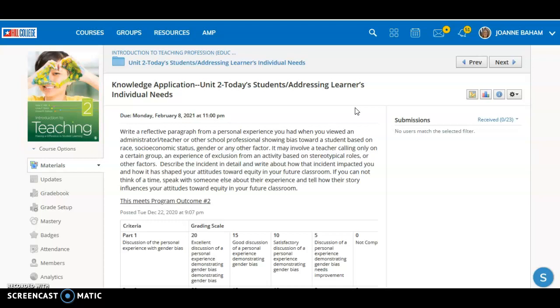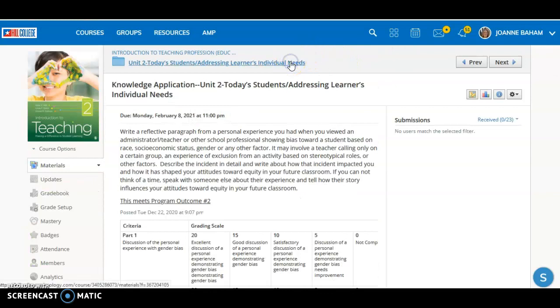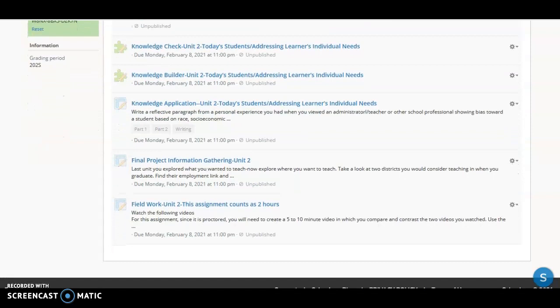So you might have viewed bias, I give the example here of a teacher calling on girls over boys or boys over girls, or a lot of times coaches would meet with their team over meeting with others, or it always seemed like they got special privileges and things like that. And so think about that and think about how it influenced you as a student and how it will influence what you do as a teacher. And the criteria for grading are below.